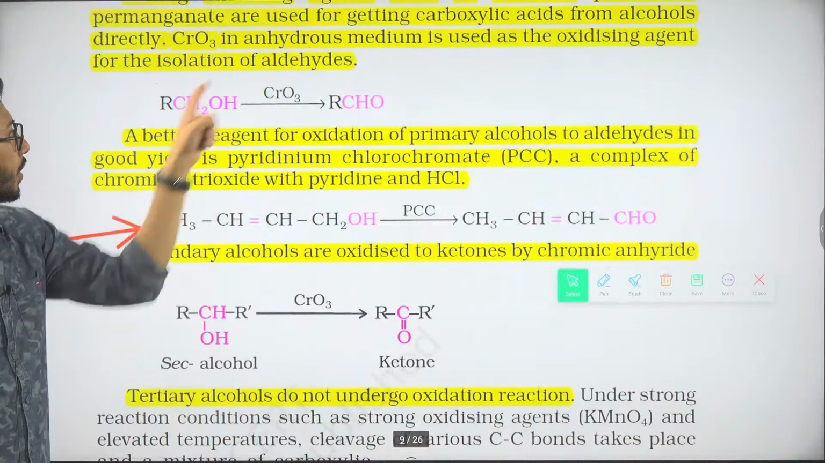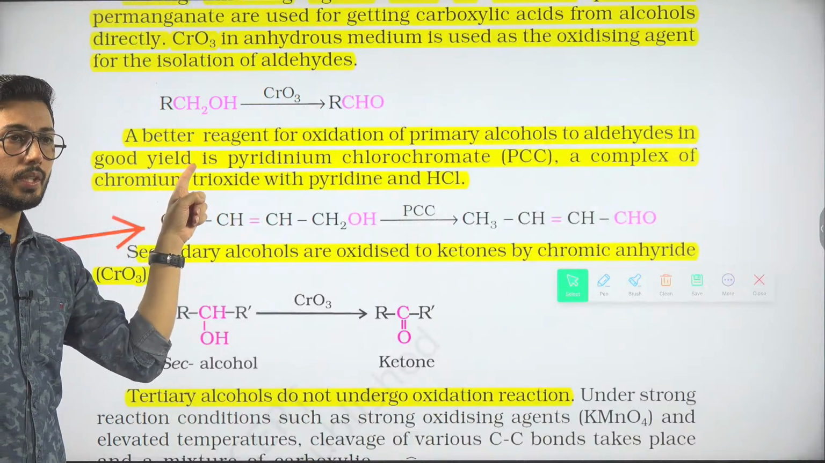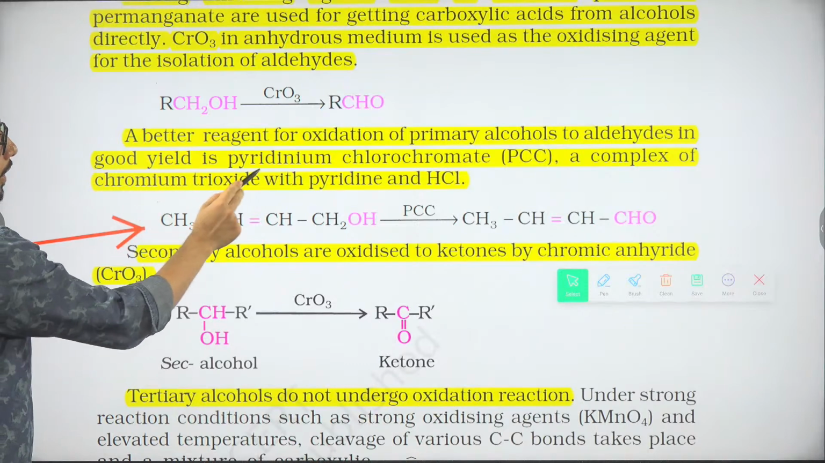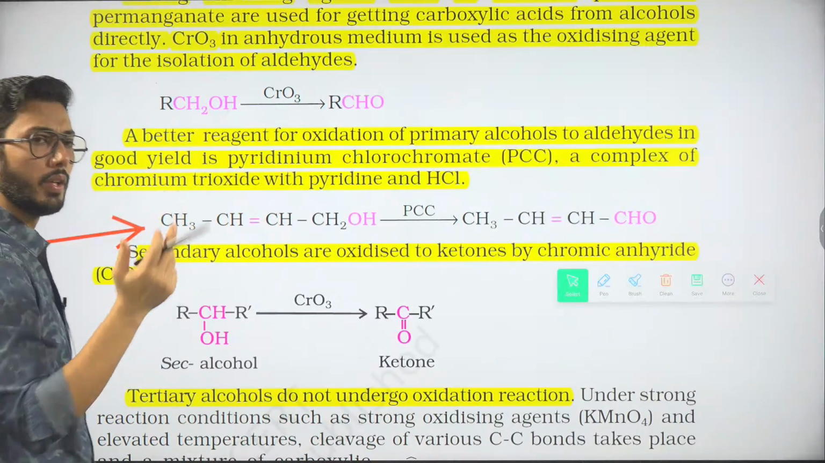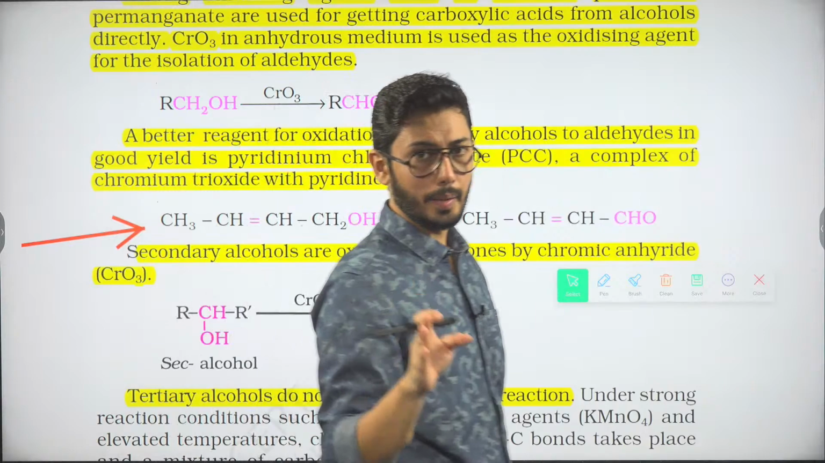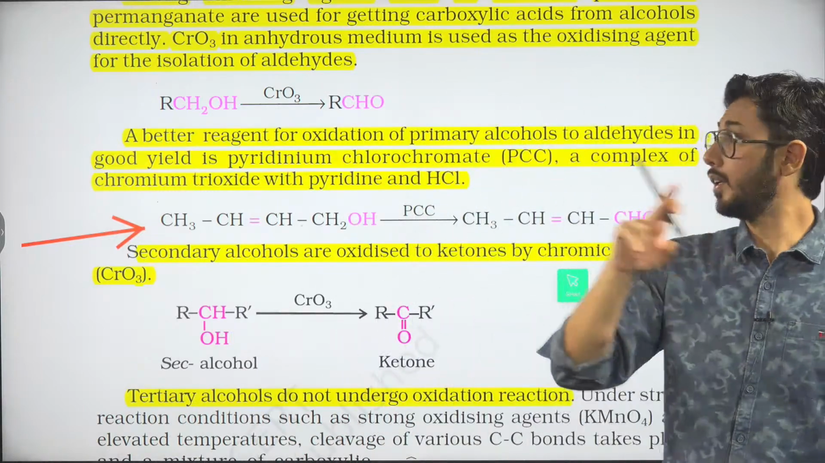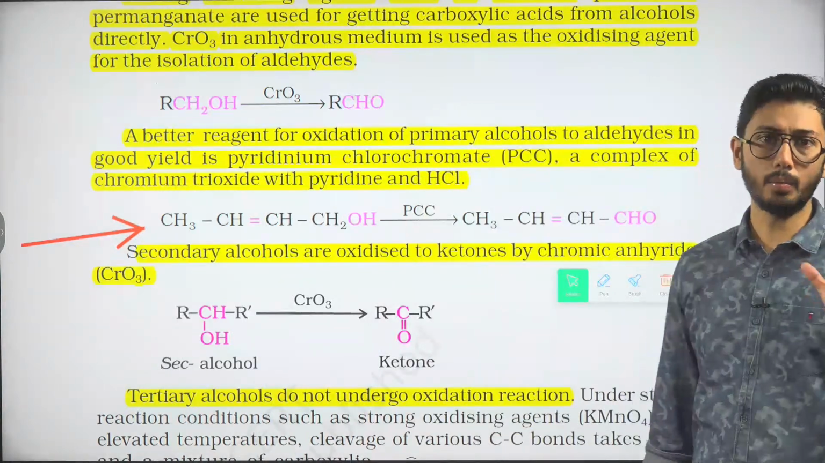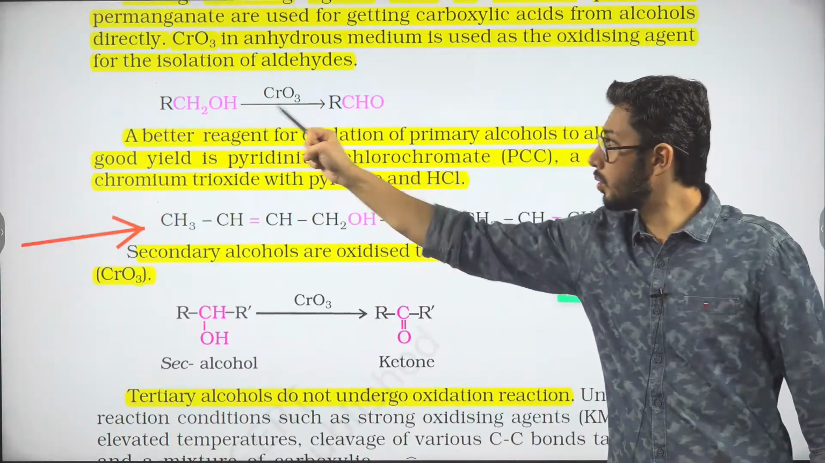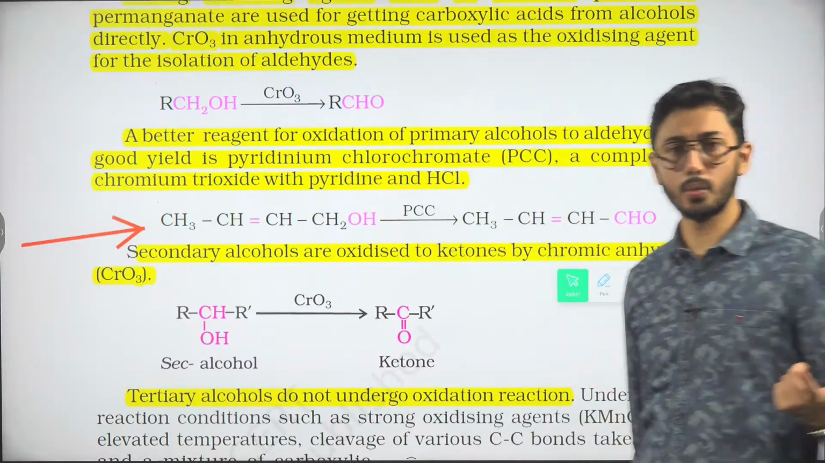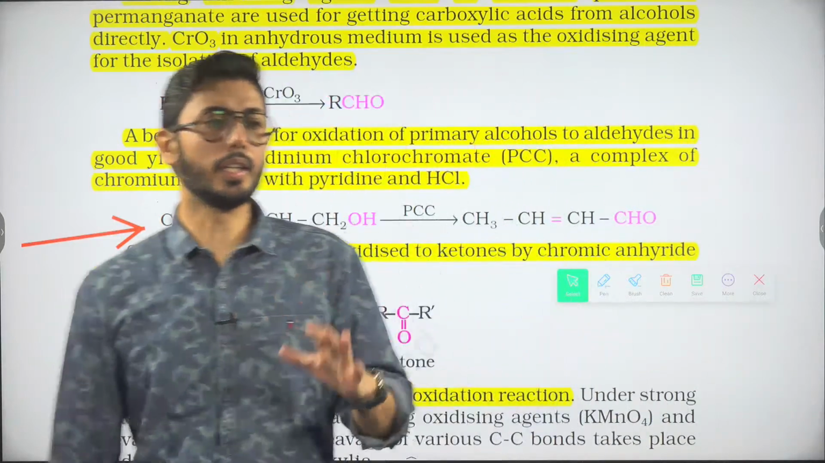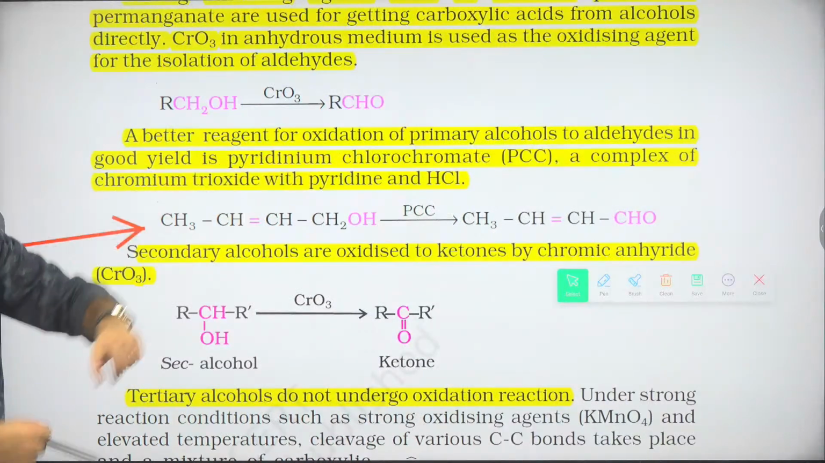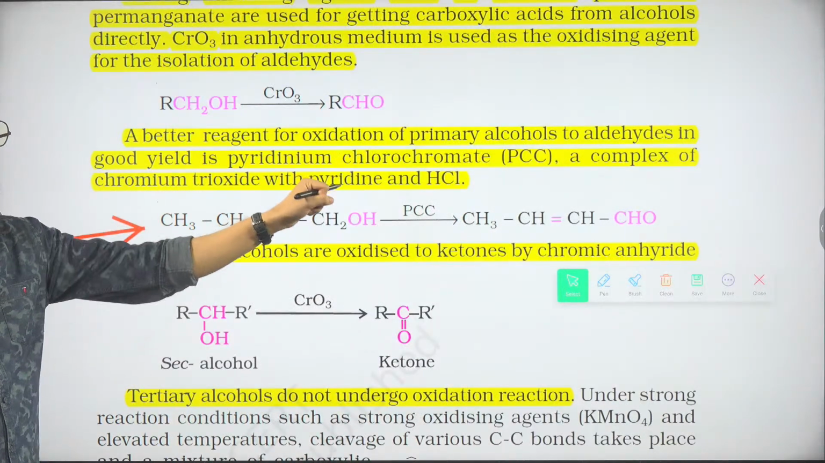Then what is given? Out of CrO3 and PCC, a better reagent for oxidation of primary alcohol is pyridinium chlorochromate. It will also convert or oxidize primary alcohol to aldehyde, but it is given as the better reagent. Remember that: PCC, pyridinium chlorochromate. It will also convert it to aldehyde just like CrO3, but it is given as a better reagent, maybe in terms of yield or side products. What is PCC? A complex of CrO3 with pyridine and HCl.